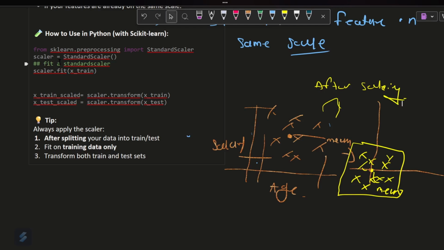In Python, when you use scikit-learn, from sklearn.preprocessing import StandardScaler, and first we create a standard scaler. After that, we fit only on X train first. Then after fitting on X train, we just transform X train and X test. That's a simple concept. You don't do fit_transform on both X train and X test.